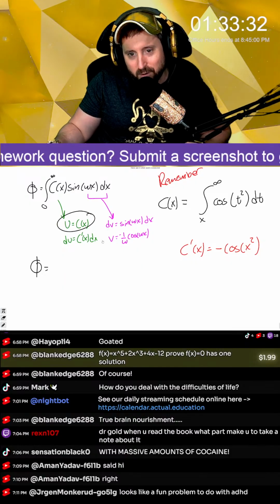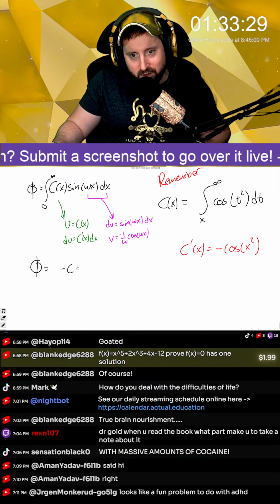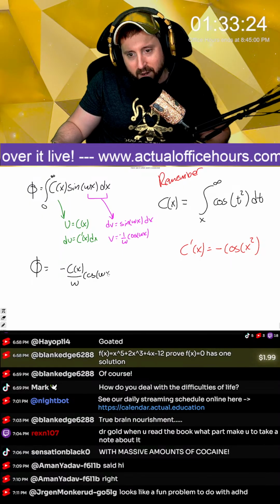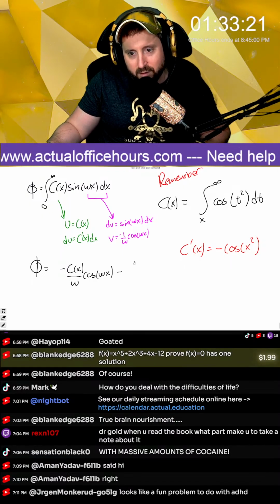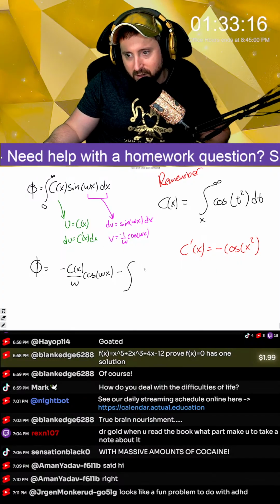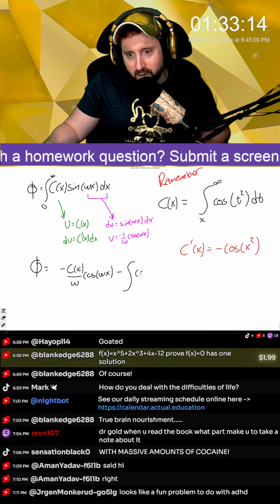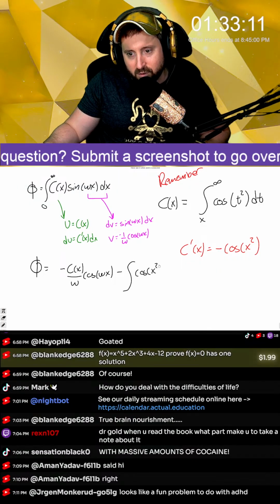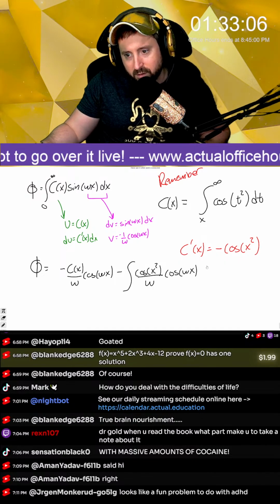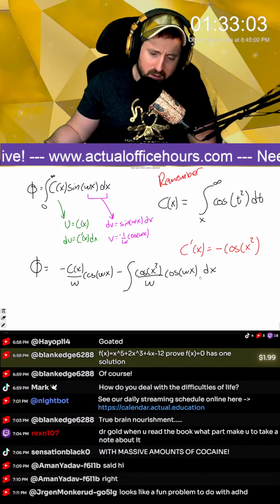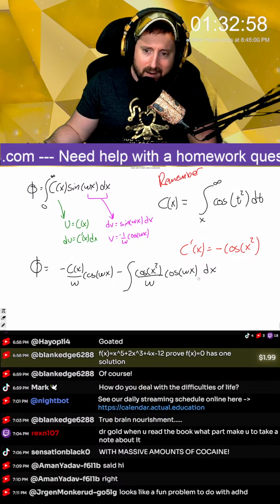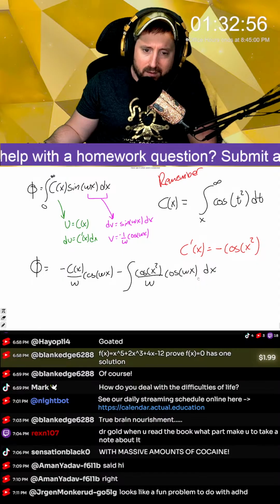Okay, so then this is uv. So this is negative c of x over omega cosine omega x minus the integral of v du. We got a minus and a minus, so the plus is going to stick. And so I'm going to get cosine x squared over omega cosine omega x dx. Yeah? And then we can just leave it in that form for the time being.